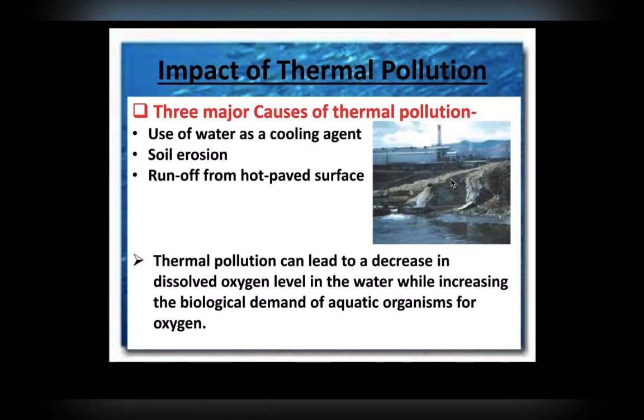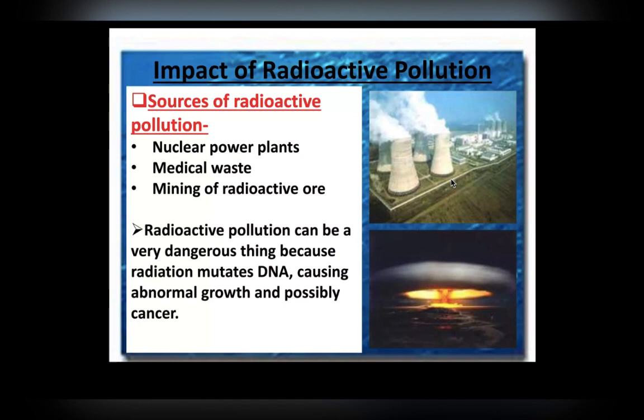Thermal pollution can lead to a decrease in dissolved oxygen level in the water. Thermal pollution can lead to what? A decrease in the dissolved oxygen in the water. Why? Because it increases the biological demand of aquatic organisms for oxygen. So this is a huge problem. Thermal pollution is also a big problem.